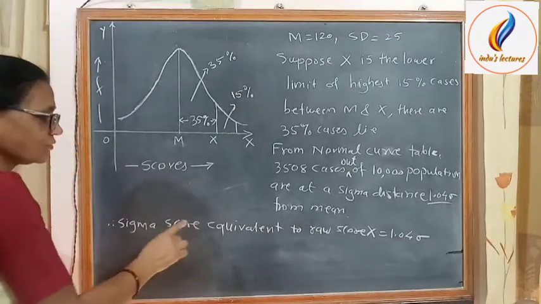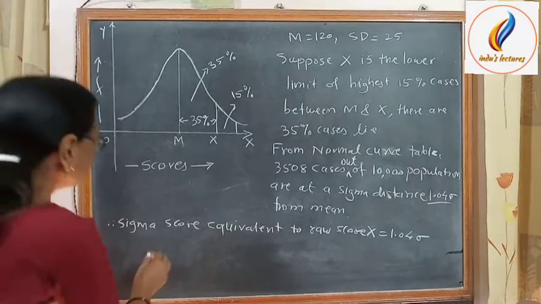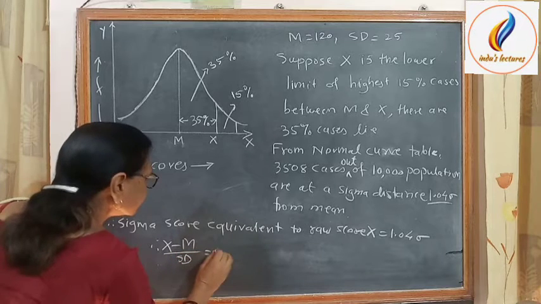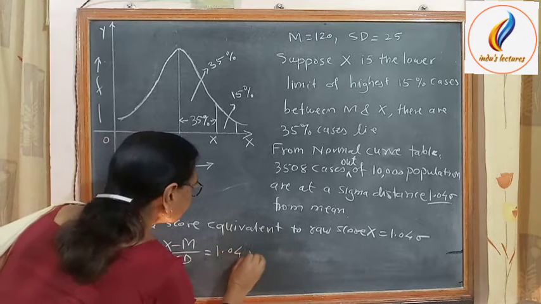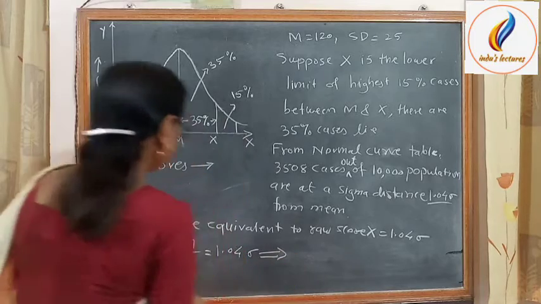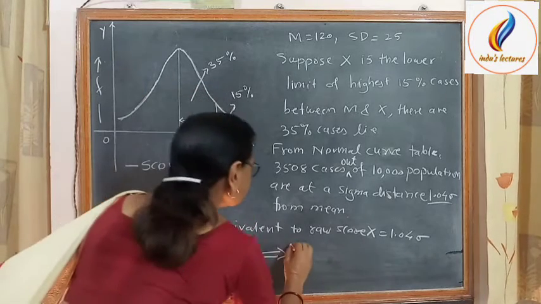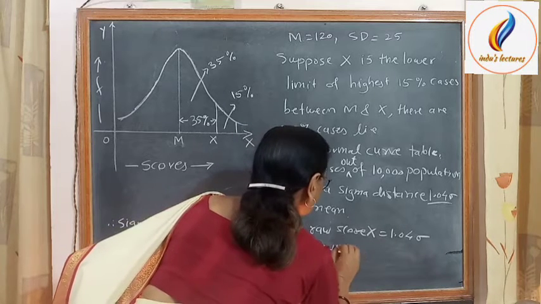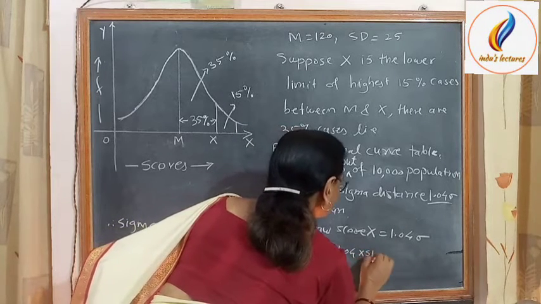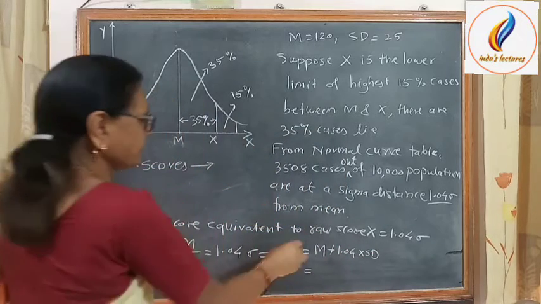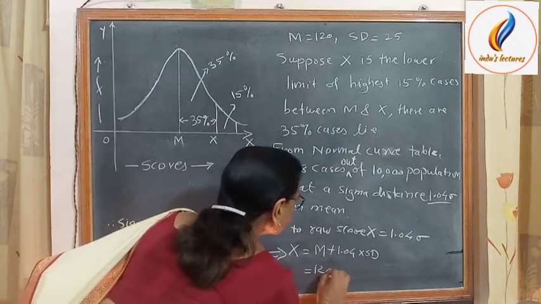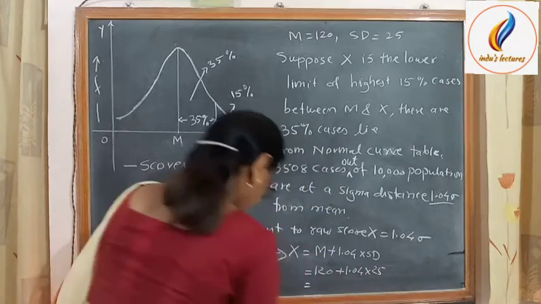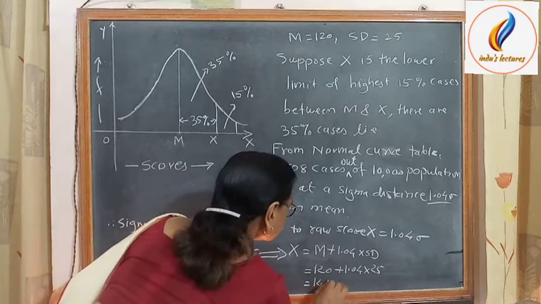And we know how to find the z score. We use the formula x minus m upon standard deviation is equal to sigma score, that means 1.04 sigma. If we simplify this, then we get x is equal to m plus 1.04 multiplied by standard deviation. Putting the values in the formula we get 120 plus 1.04 multiplied by 25, and its value is 146.